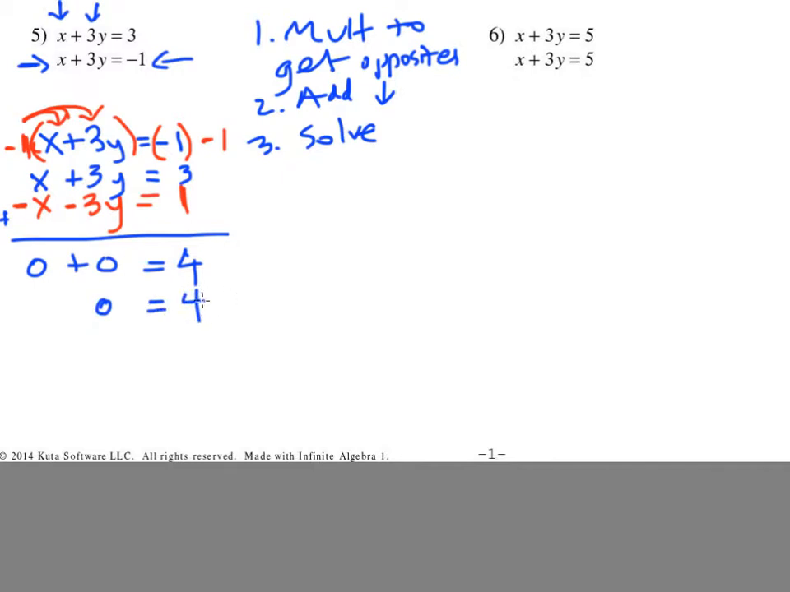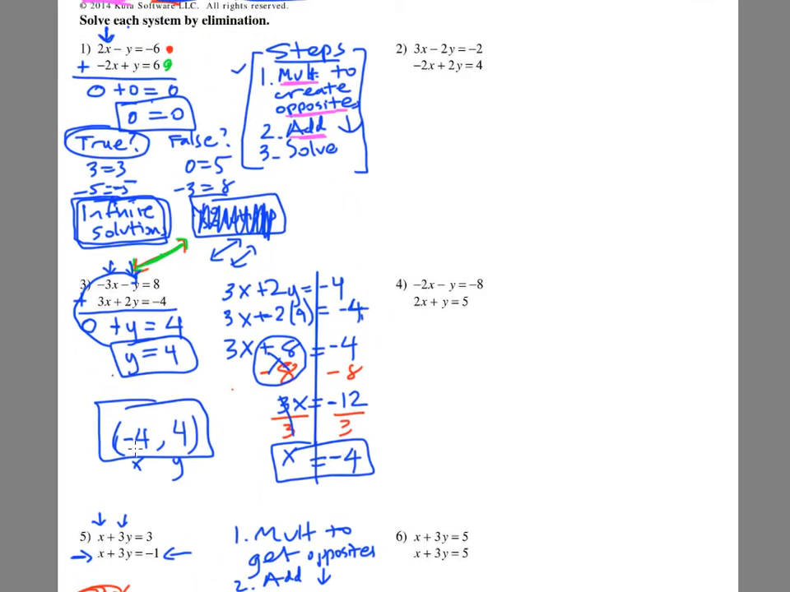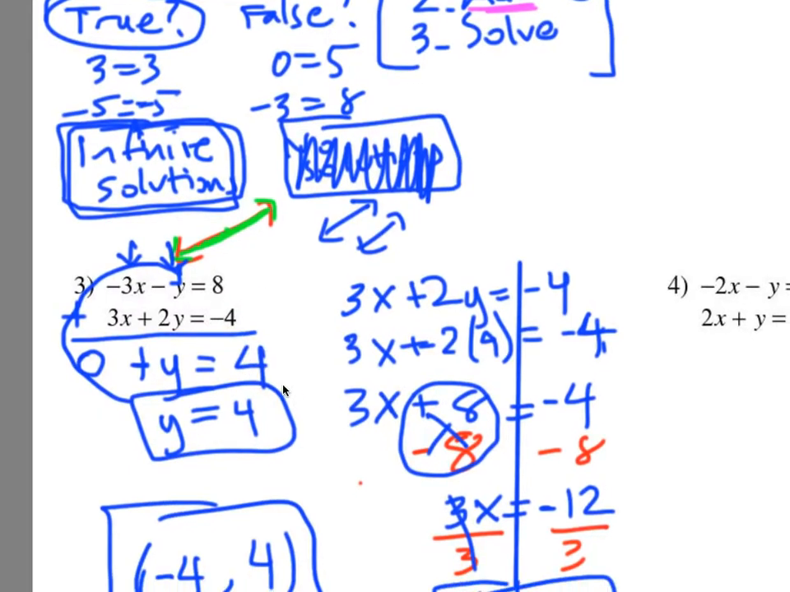This is one of those weird cases. When all the x's and y's go away, remember what we talked about. If it is something true, like this, 3 equals 3, negative 5 equals negative 5, you have infinite solutions, two lines that are right on top of each other. If you have something false, like 0 equals 5, negative 3 equals 8, whatever, you have no solutions because you have parallel lines that never touch, never intersect.